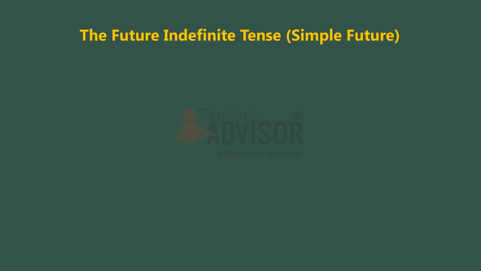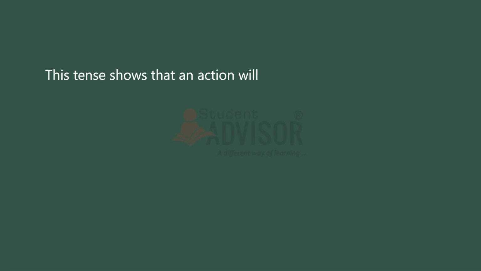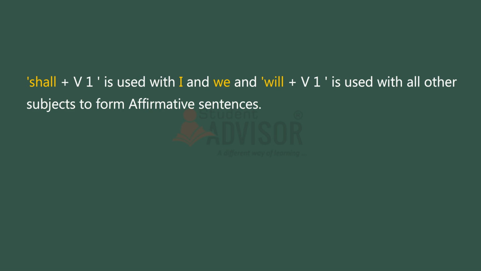The future indefinite tense. Simple future. This tense shows that an action will be performed in the future. Some rules are to be kept in mind while writing sentences using this tense. Shall plus V1 is used with I and we, and will plus V1 is used with all other subjects to form affirmative sentences, like he will do it.